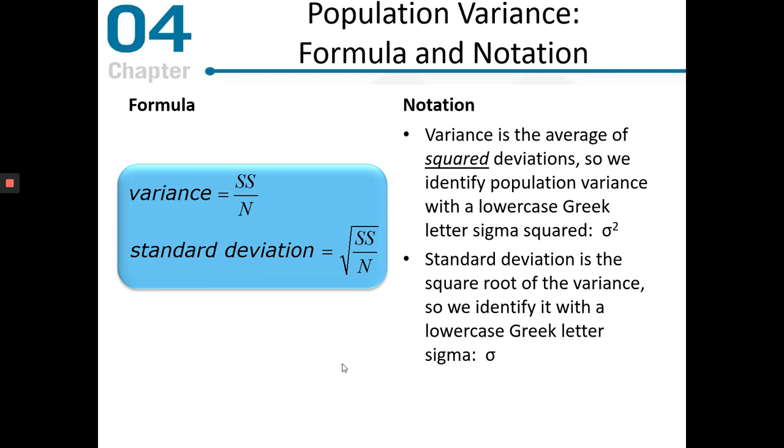We've already talked about this. So the variance is the standard deviation squared. If you know the standard deviation squared, you'll get the variance. When you know the variance, take the square root of the variance, and you'll get the standard deviation.